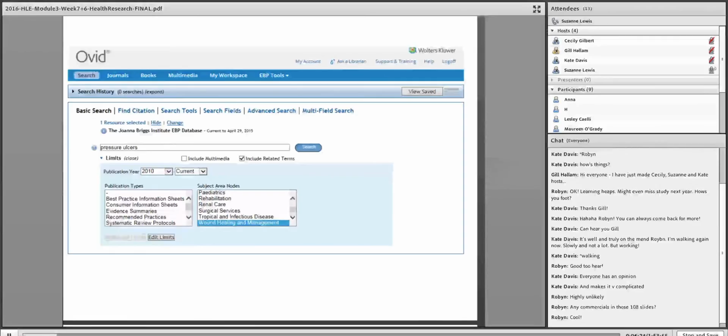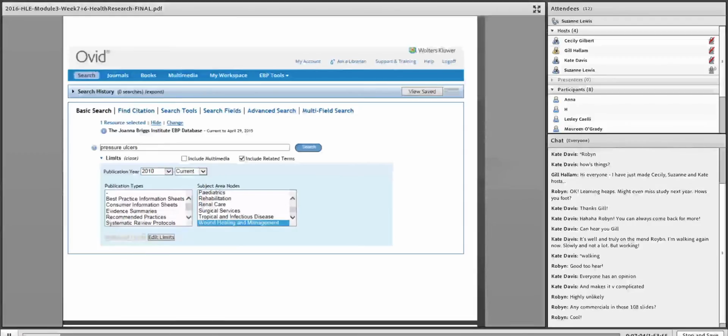And in the basic search, I've just put the term pressure ulcers, and just below that search box I've limited the publication year to a range of 2010 to current. You can limit by publication type if you wish. I haven't put a limit in there at this initial search. And you can also limit to subject area nodes. And I limited to wound healing and management, which is fairly obvious with a topic such as pressure ulcers.